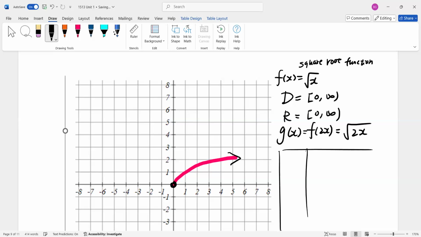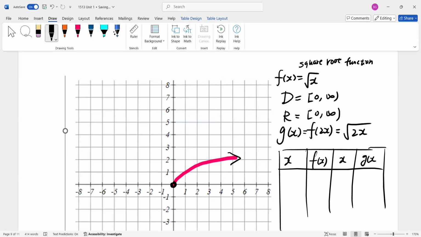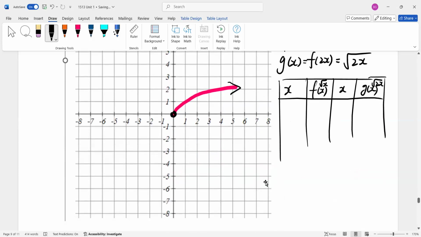Since the treatment happened to x, we're going to do 4 columns. This is x, this is f of x, this is x, this is g of x. f of x is root x, g of x is root 2x. All right, we find some convenient numbers to see the pattern. We're going to do 0, 1, 4.